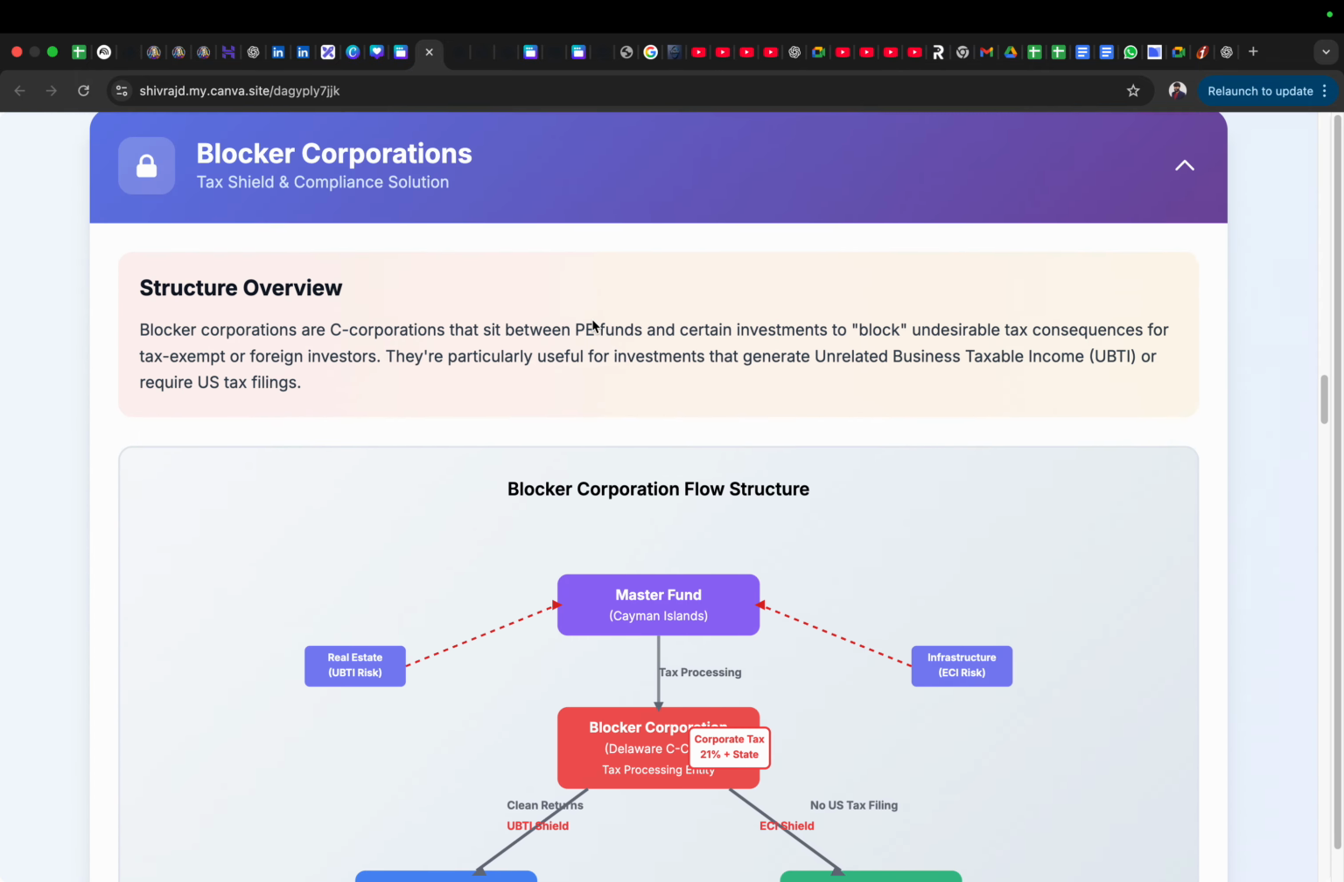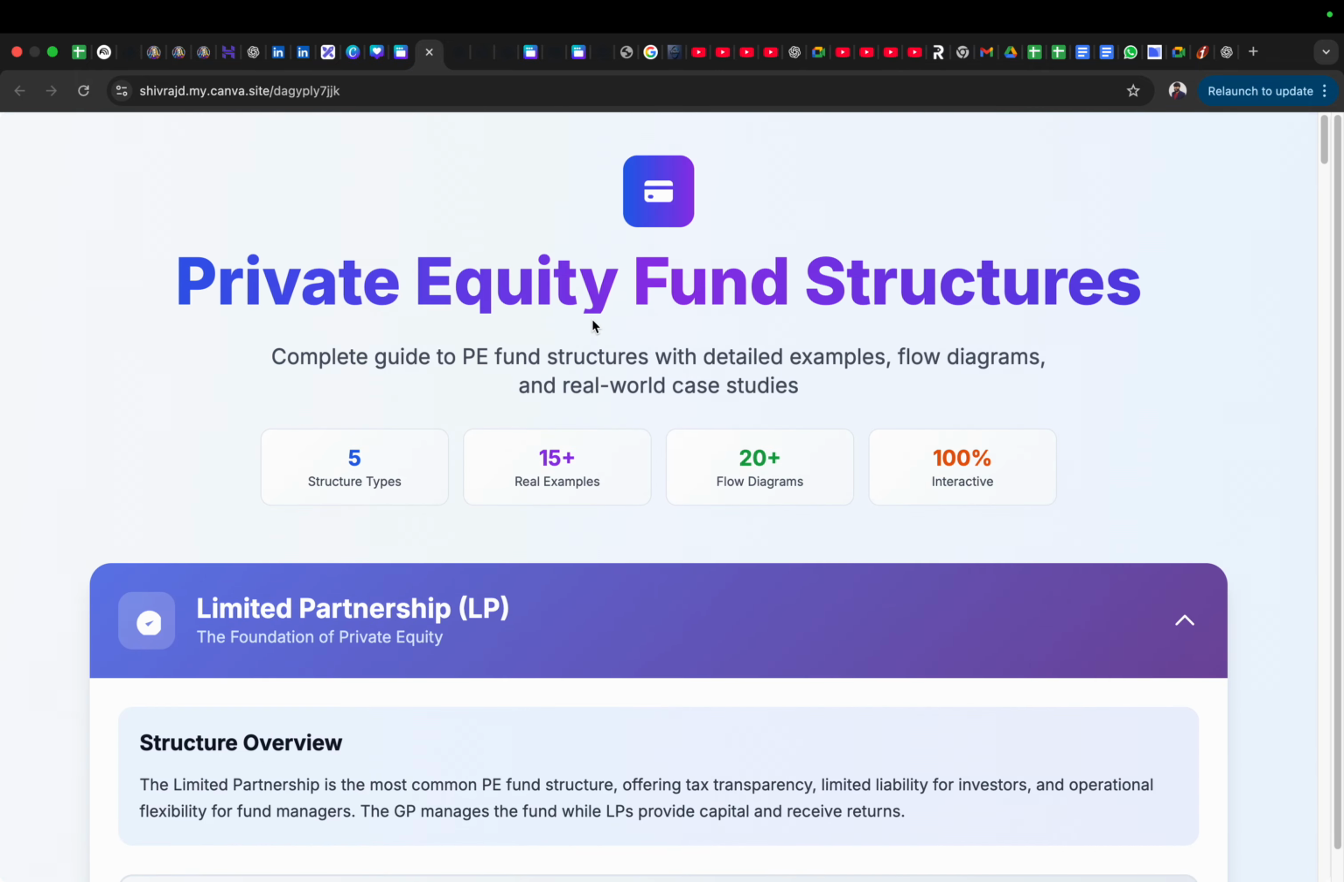So these are, basically guys, the fund structures which every fund manager and his or her legal team take care of, the establishment of fund structures or entities across different jurisdictions.